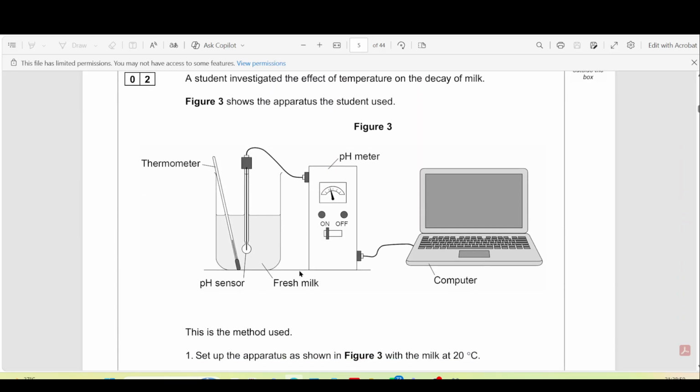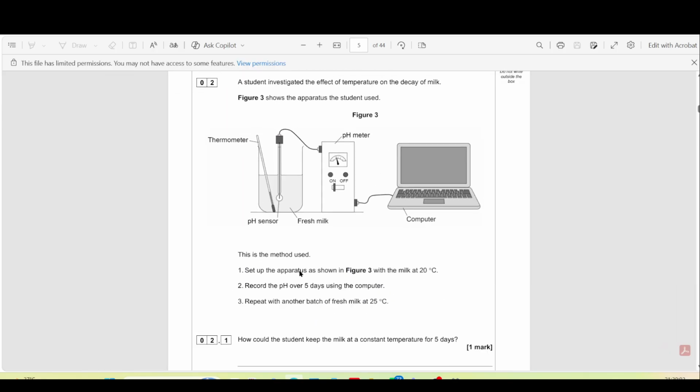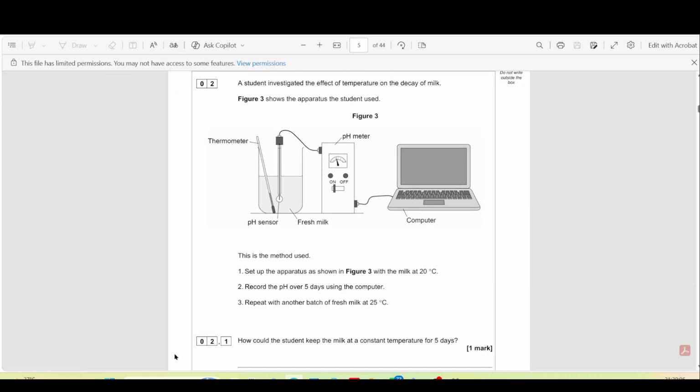How could the student keep the milk at a constant temperature for 5 days? Keep it at a constant temperature for 5 days. Keep it insulated and in an incubator or something. Yes, exactly. They have to use a water bath or an incubator.